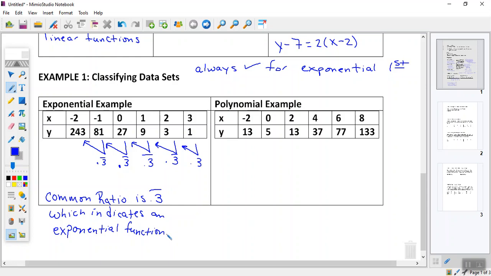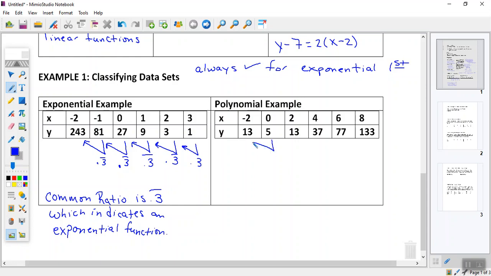When you have a common ratio of all those y values, if it's the same right from the first time, that is going to typically indicate some kind of exponential function. Whether that's growth or decay, you'll have to look further into that. Now, what type of example am I suggesting on the right? Polynomial. That would not deal with common ratios, but rather common differences. So we're going to do some subtracting.